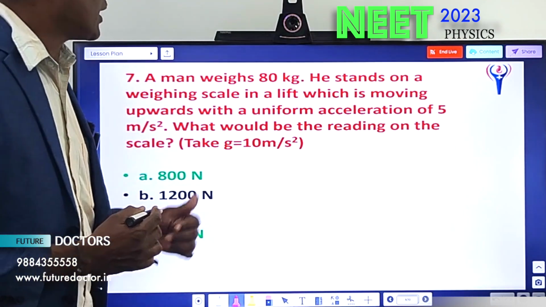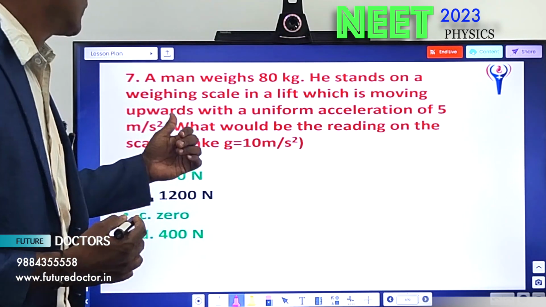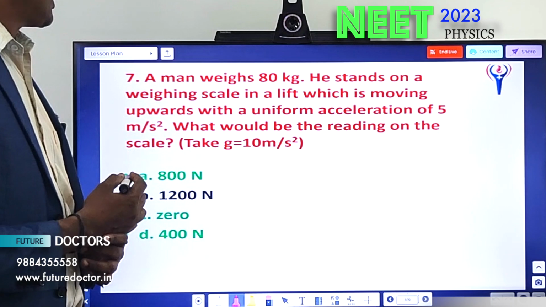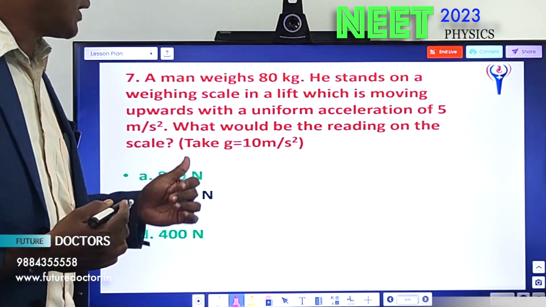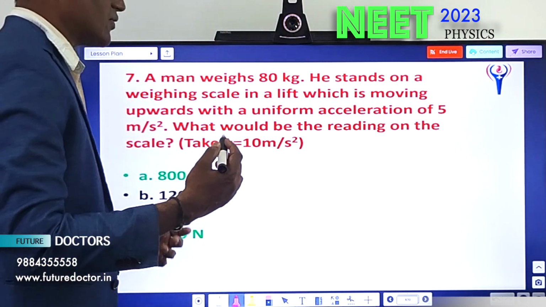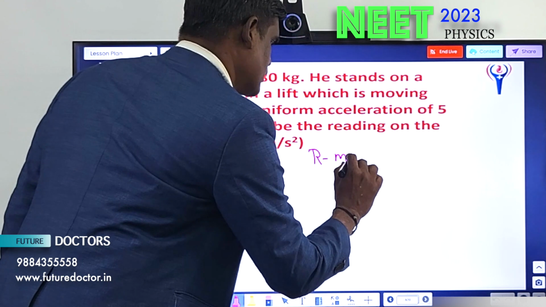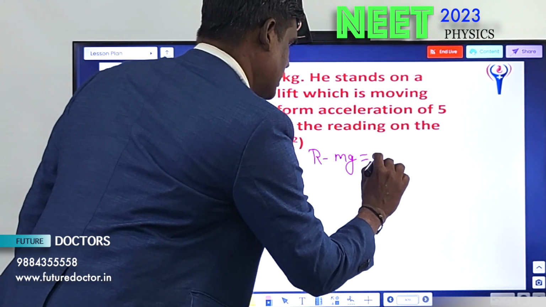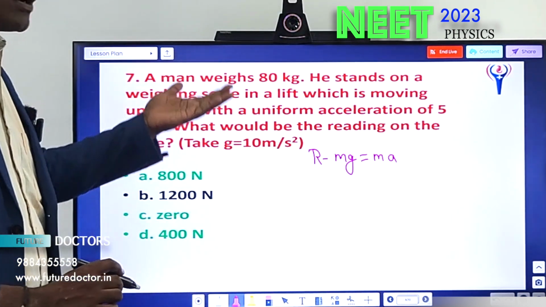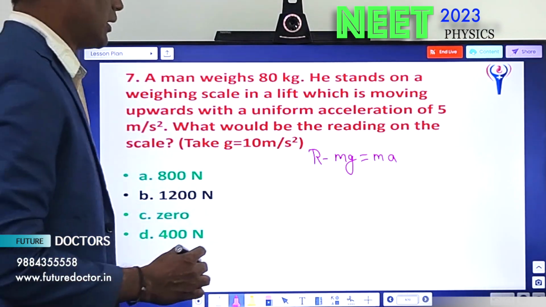A man weighs 80 kilogram. He stands on a weighing scale in a lift which is moving upwards with a uniform acceleration of 5 meter per second square. What would be the reading on this scale? That is a free body problem we want to apply. R minus mg equal to m into A. If it is moving upwards, R minus mg. Moving downwards, mg minus R. That is the only difference.